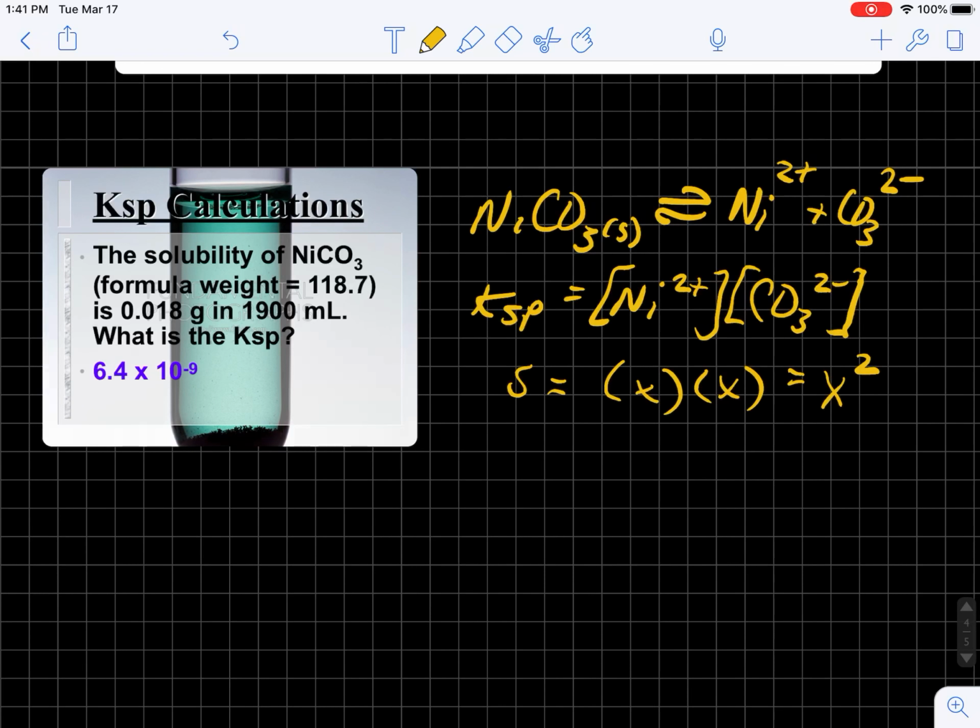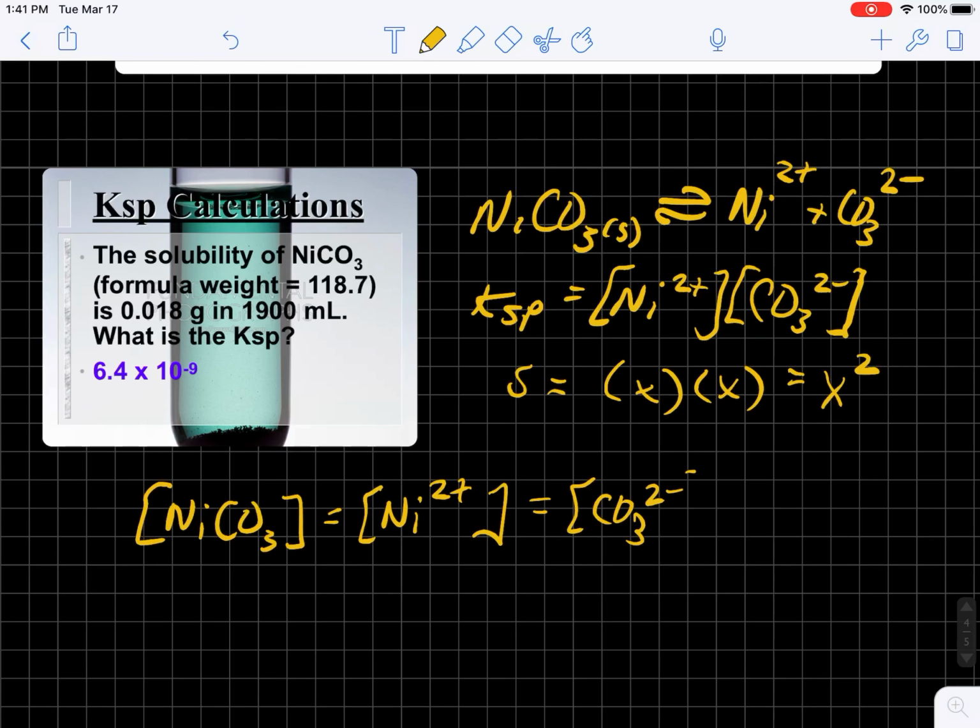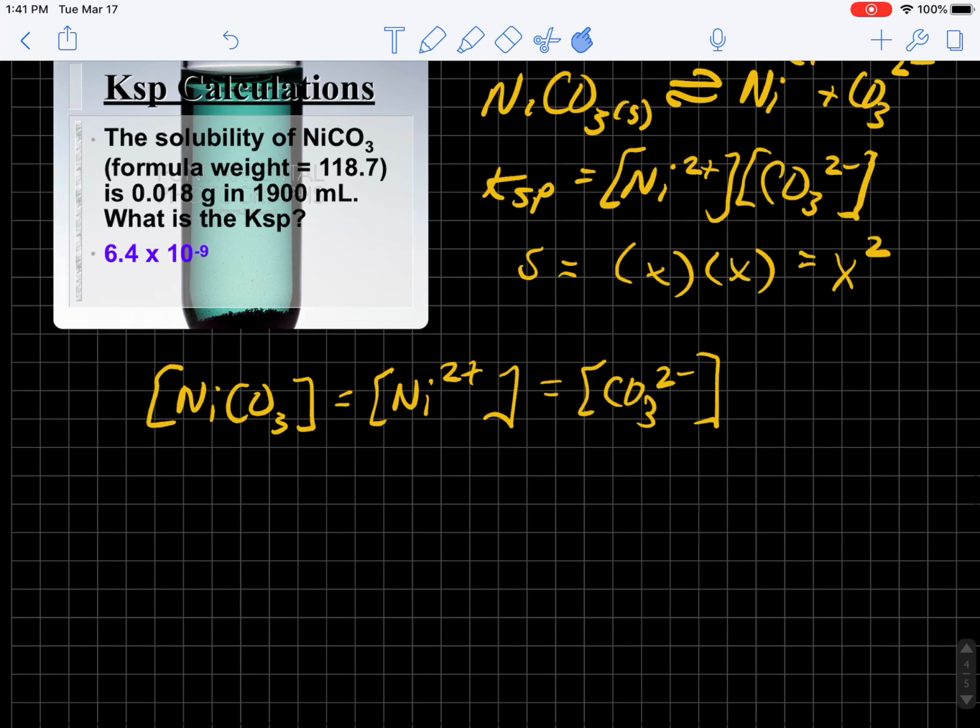Alright, so if I knew the molarity of the nickel carbonate, I know that the solubility of the nickel carbonate is equal to the nickel concentration, which is equal to the carbonate concentration, because there's nothing else in this solution other than nickel carbonate, and we don't have any Le Chatelier's common ion effect shift. So now it's just a matter of doing the stoichiometry here. I can just do a conversion.